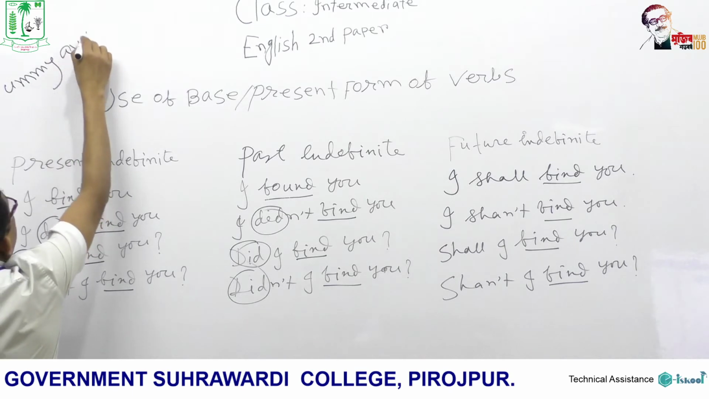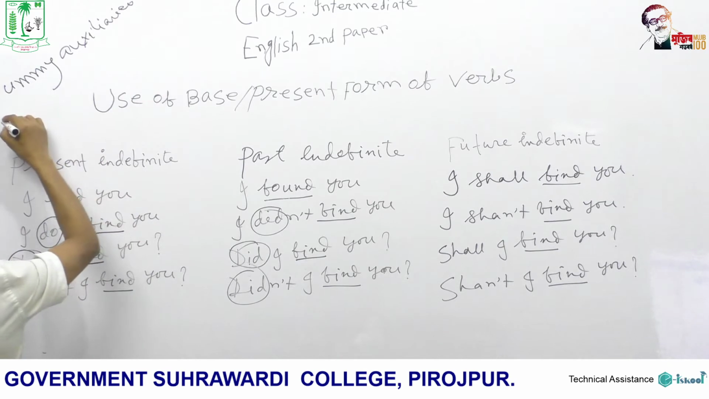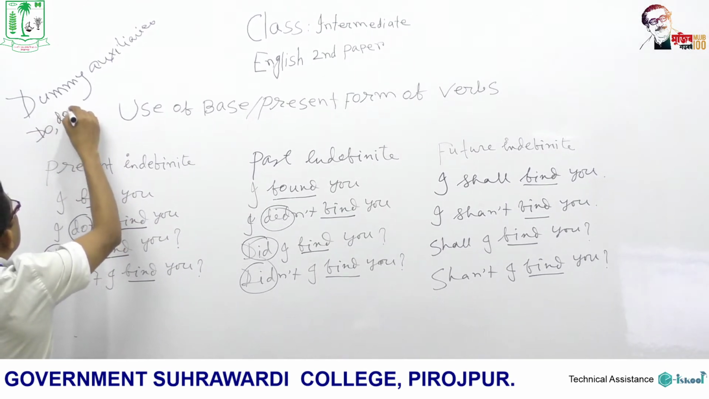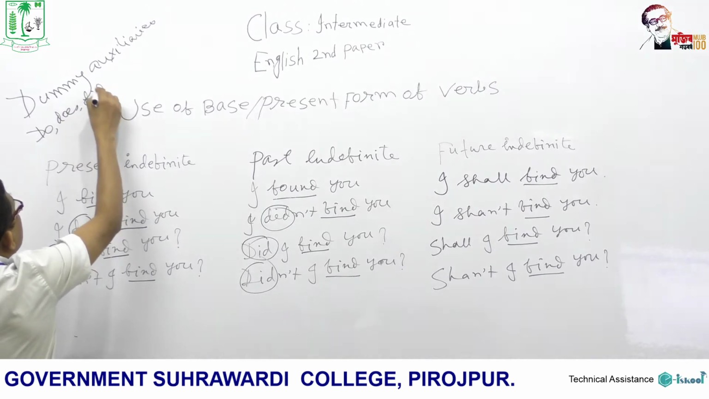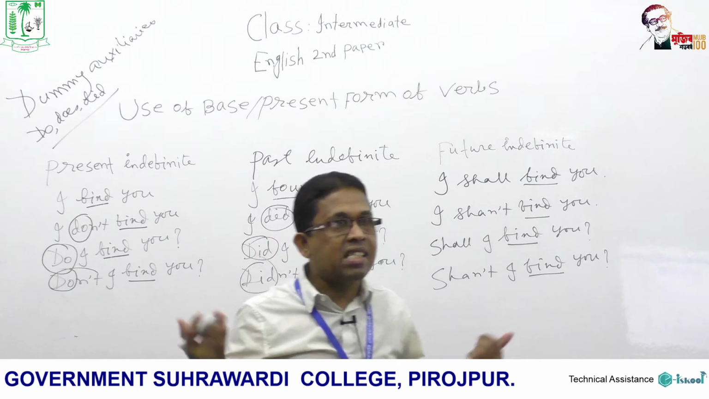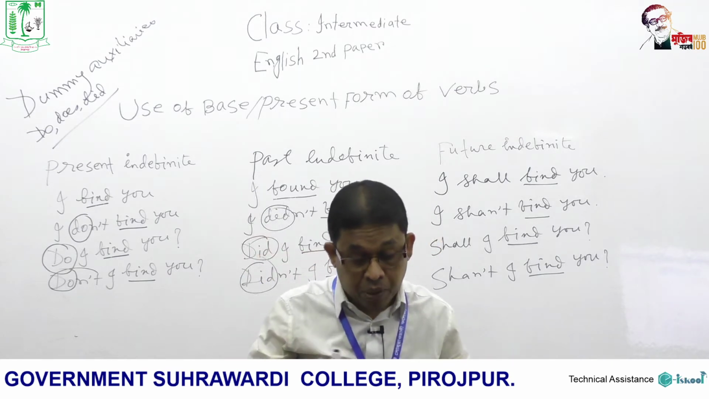D-U-M-M-Y. Auxiliaries. Dummy auxiliaries means do, does, did. These are called dummy auxiliaries. Dummy means fake, as they are not, basically they are not auxiliaries, but they are main verbs.